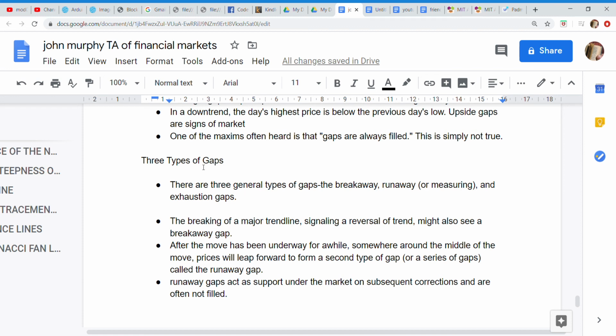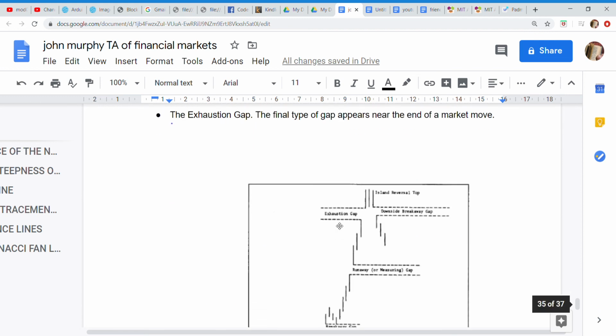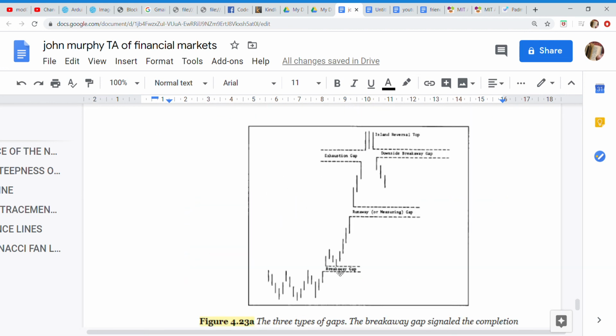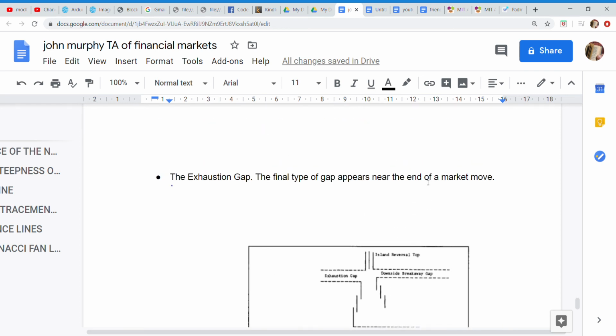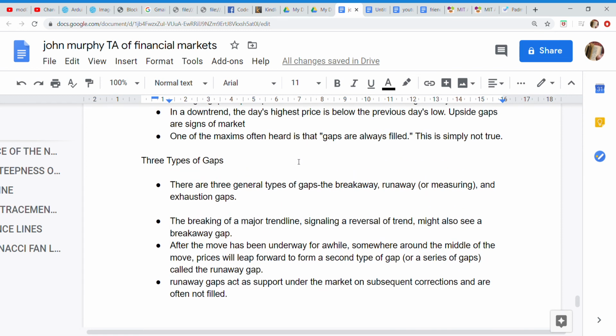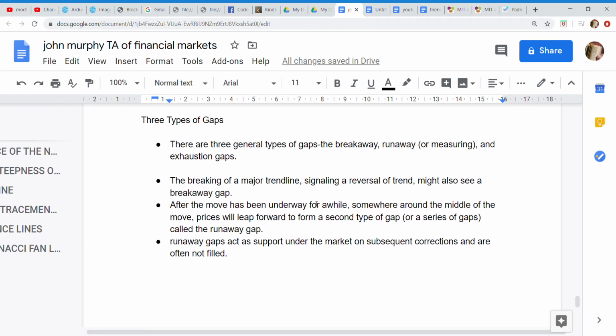The three types of gaps are breakaway, runaway or measuring, and exhaustion gap. So this is a breakaway gap, then this is a measuring gap, this is an exhaustion gap. There are three general types of gaps. The breaking of a major trend line signaling a reversal of trend might also see a breakaway gap.